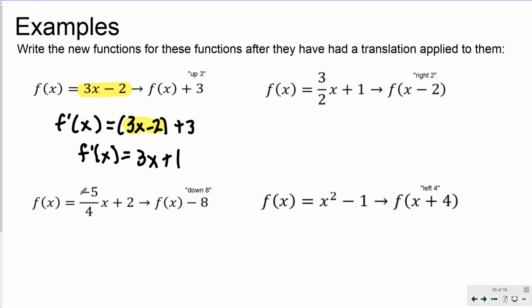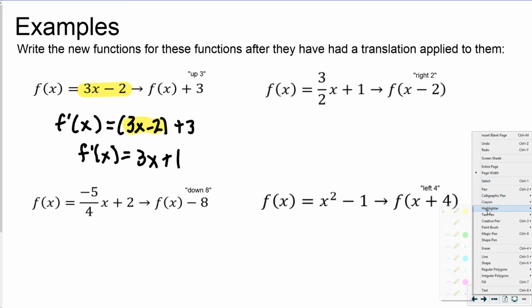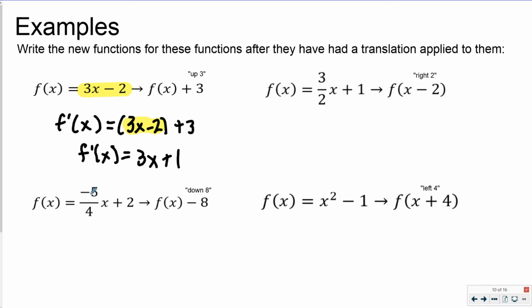The next one here, I'm going to just go down and then come back over. Down 8. Okay, so I'm going to take this function, and I need my highlighter again, my trusty highlighter. I'm going to do exactly what I just did over here up top, except instead of plus 3, it's going to be minus 8. So it'll be f prime of x. That is very important to do, f prime of x. That lets your reader know. It is also something for you to remember that you have translated the function.